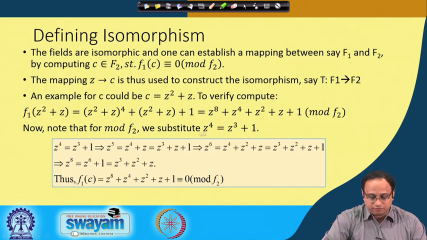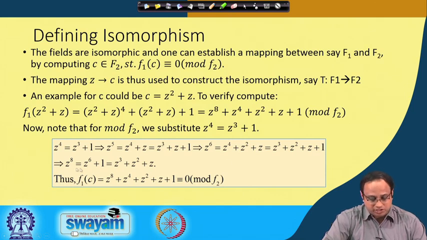And what is F2? F2 is Z to the power of 4 plus Z cube plus 1. So, I can substitute Z to the power of 4 by Z cube plus 1. Likewise, Z to the power of 5 is Z to the power of 4 plus Z, so if I replace Z to the power of 4 with Z cube plus 1, I get Z cube plus Z plus 1. Likewise Z to the power of 6, if I multiply this by Z, I get Z to the power of 4 plus Z squared plus Z, and again I replace Z to the power of 4, so I get Z cube plus Z squared plus Z plus 1.